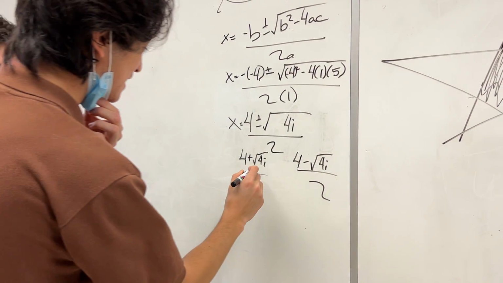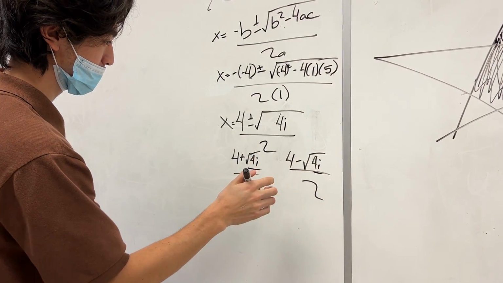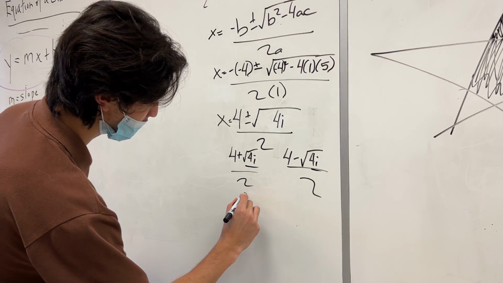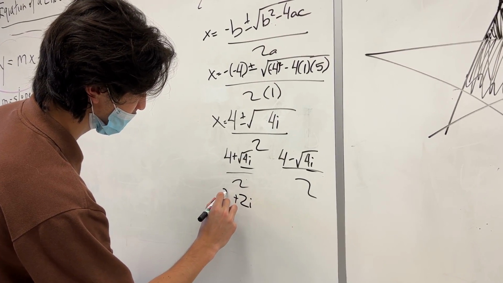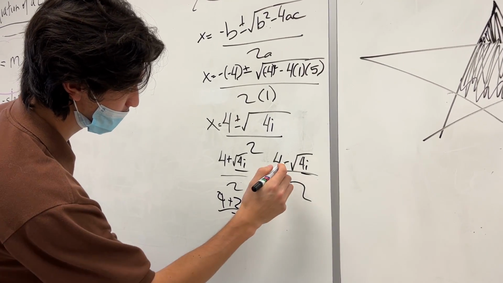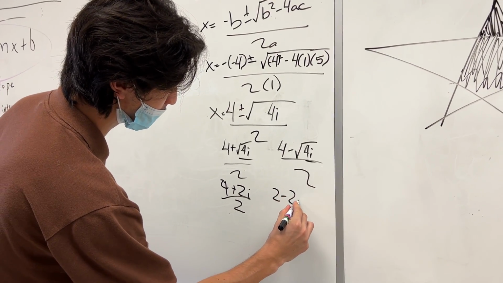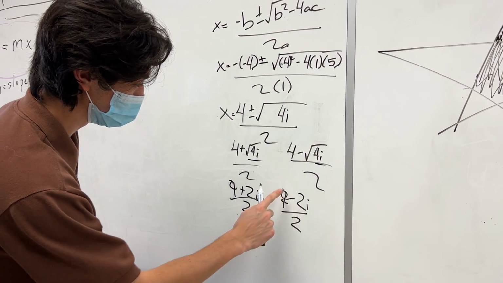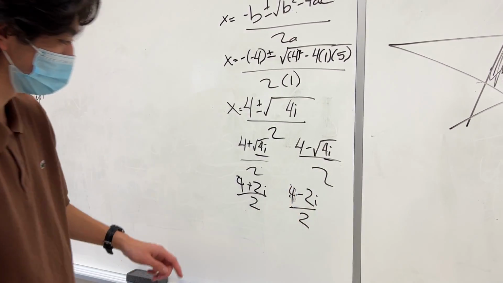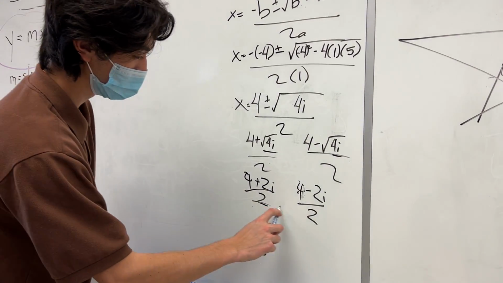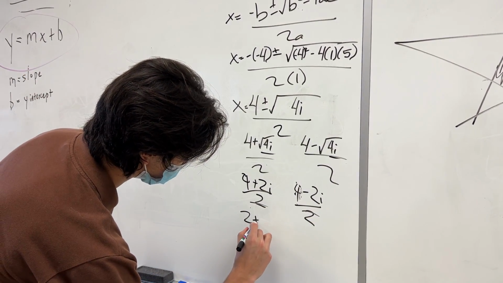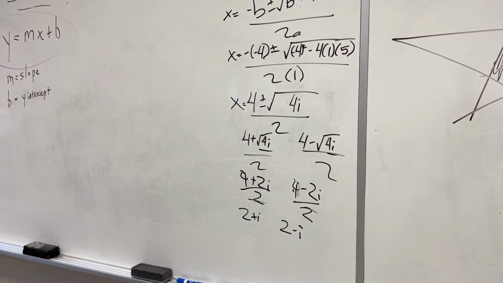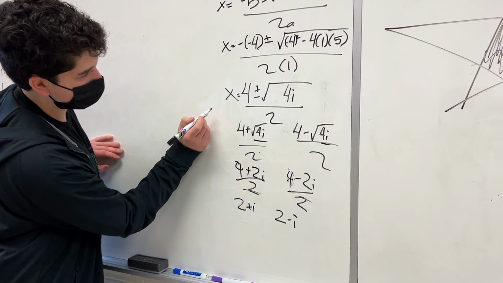So let's do this first. Here's what I found. Take the i out. The square root of 4 is just 2. So we have 4 plus 2i over 2, and then 4 minus 2i over 2. This all simplifies. Take the 2 out of the bottom. 2 plus i, 2 minus i. And right there is all going to be equal to x.